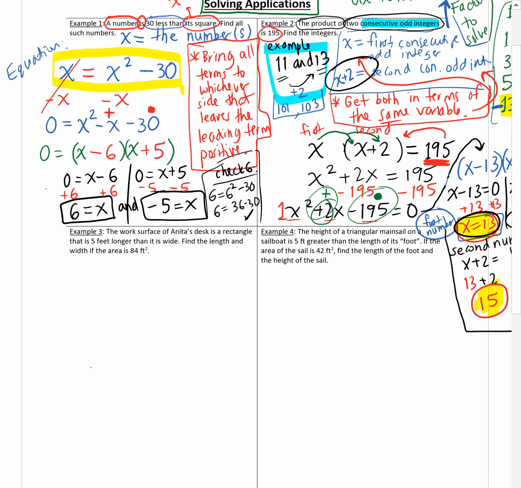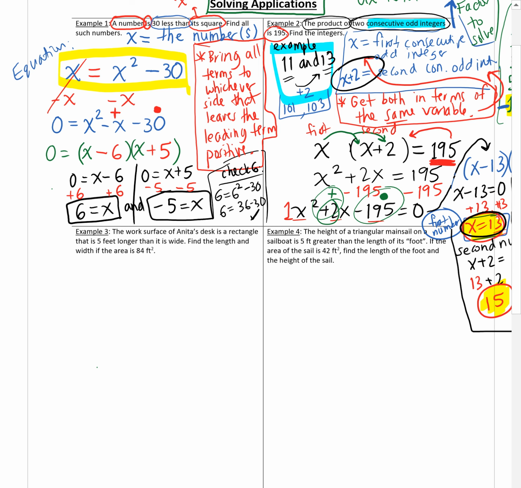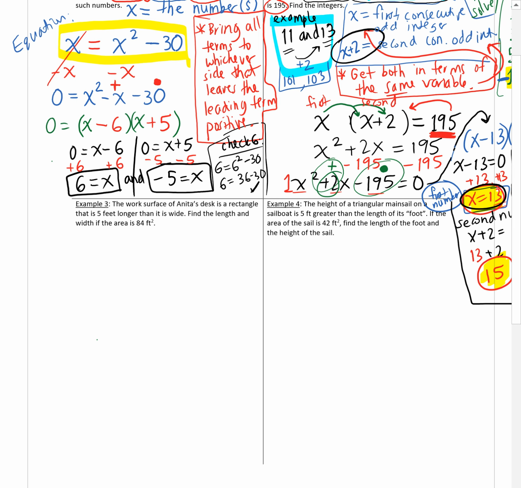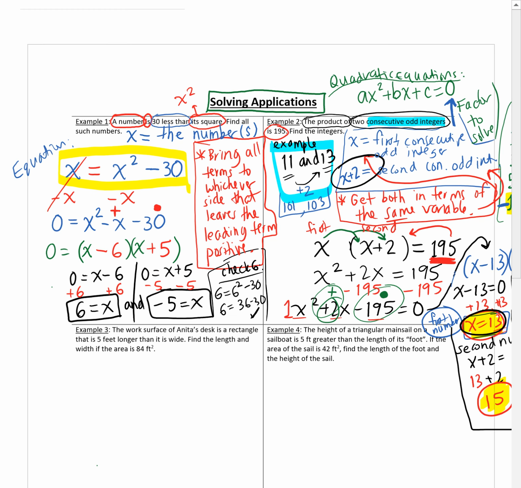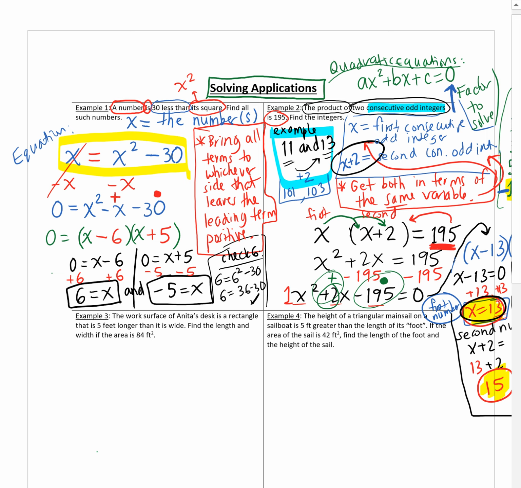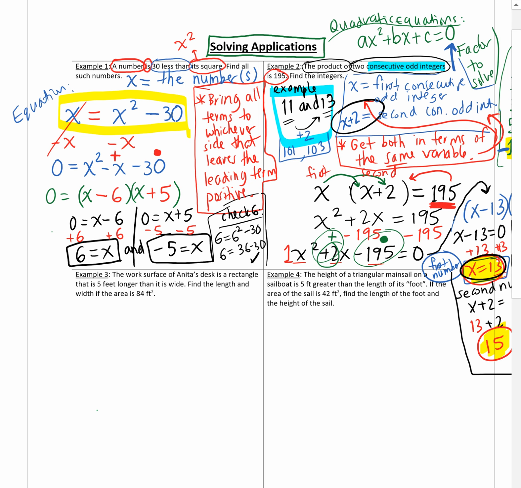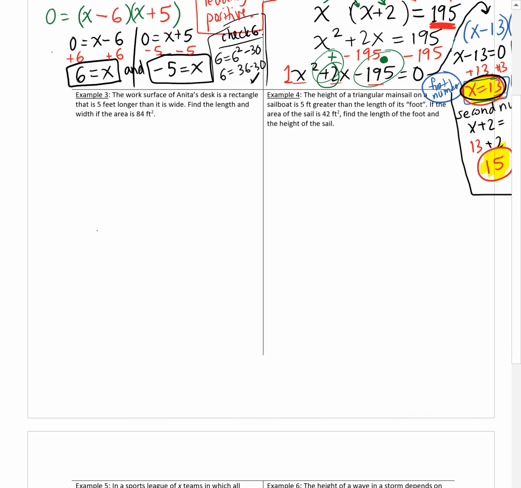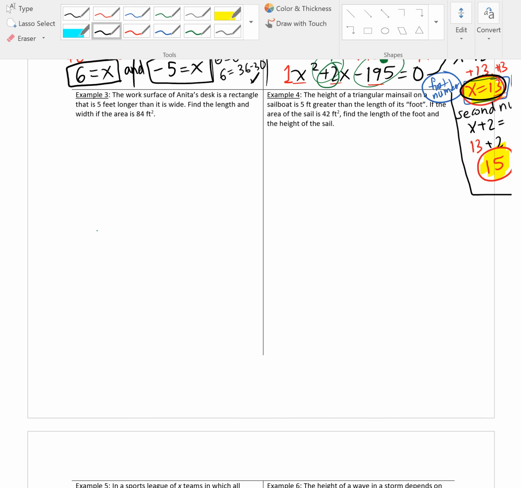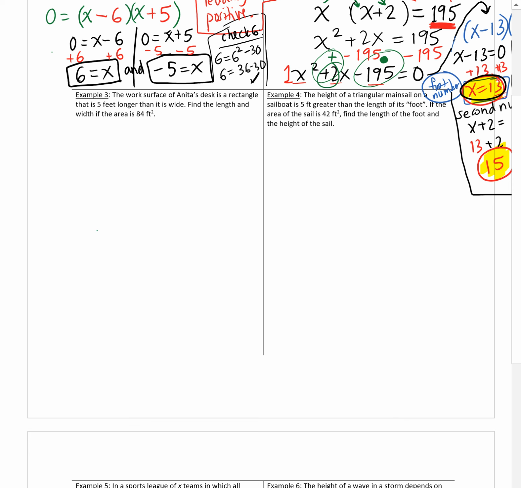Example 3. This one sounds kind of interesting. What does it say? The work surface of Anita's desk is a rectangle that is 5 feet longer than it is wide. Find the length and width if the area is 84 square feet. Alright, it's up to you. If you feel like you can set this up without drawing a picture, that's fine. But I always have to draw a picture and label the sides. I think that always helps, if it's a geometric figure.